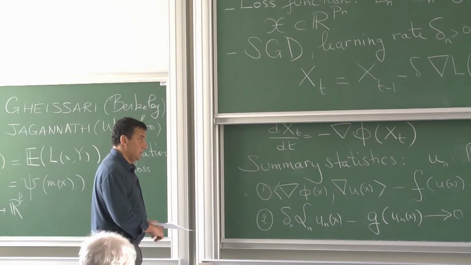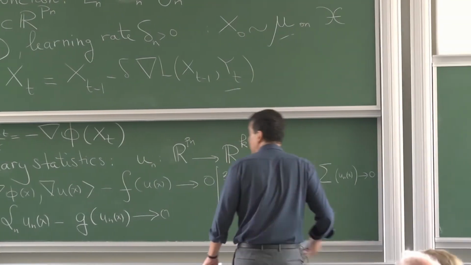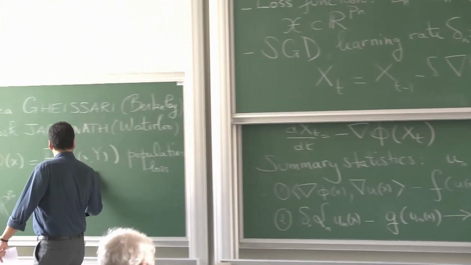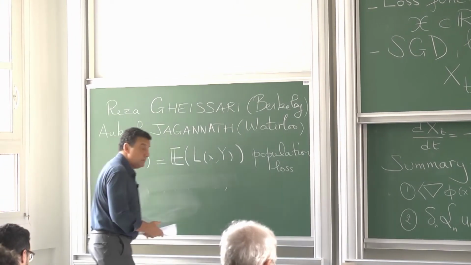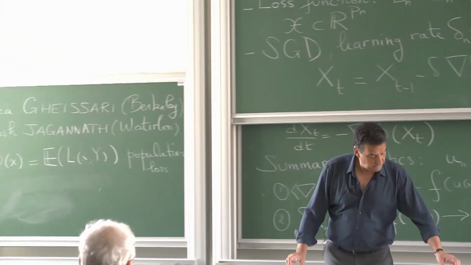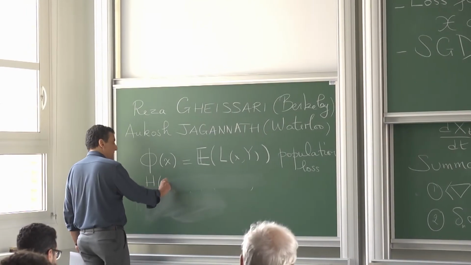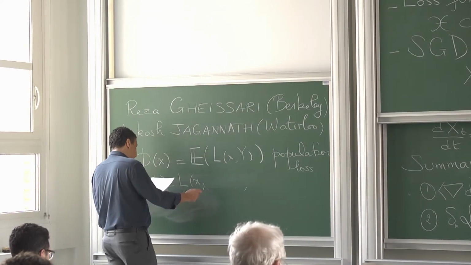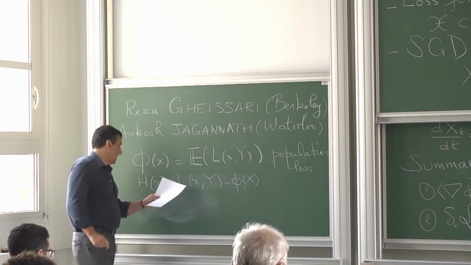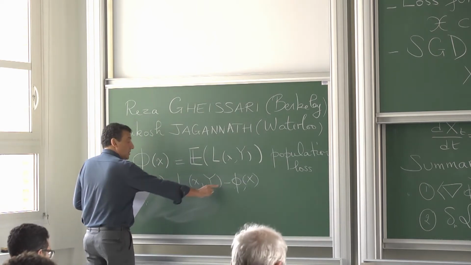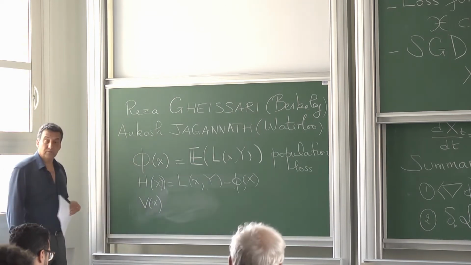So let me put them there. Phi is the population loss. H will be the random part, if you want. So that's the loss. I should put a y here, of course. The loss minus the average. And V will be the covariance matrix of H.